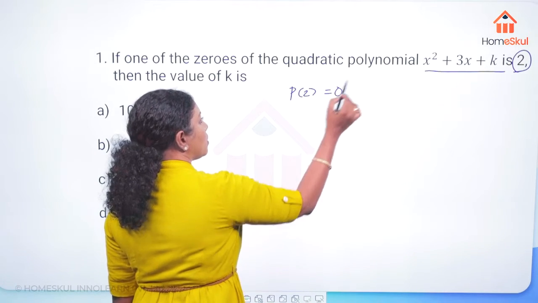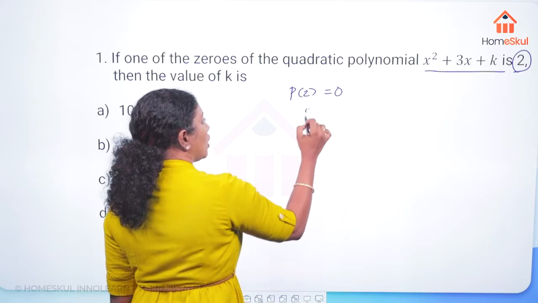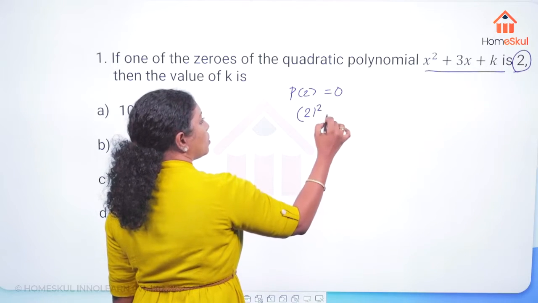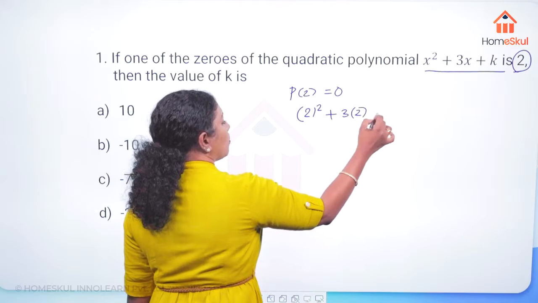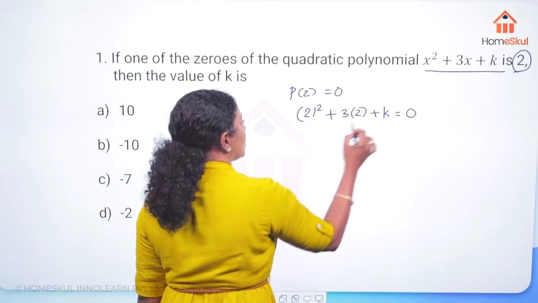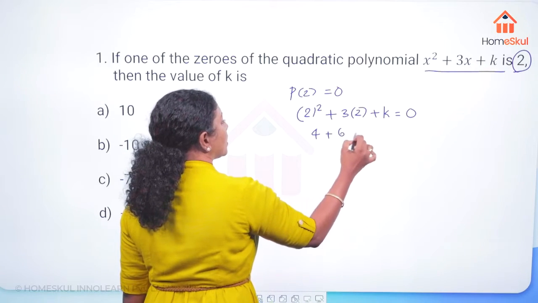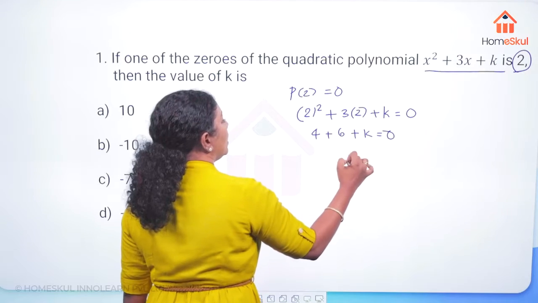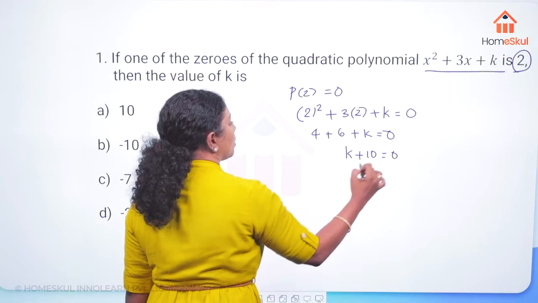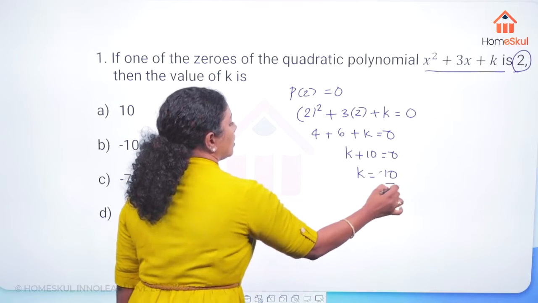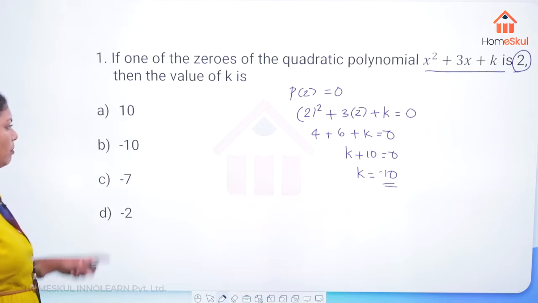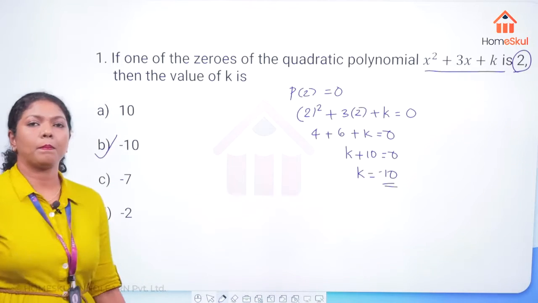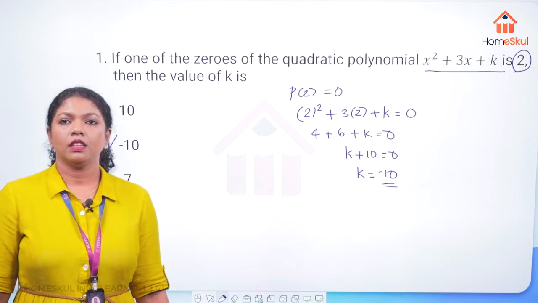P of 2 means you just substitute 2 instead of x. 2 square plus 3 into 2 plus k should be equal to 0. So 4 plus 6 plus k is equal to 0. k plus 10 is equal to 0. Therefore, k is equal to minus 10. So you will be bubbling option B. Isn't it easy?